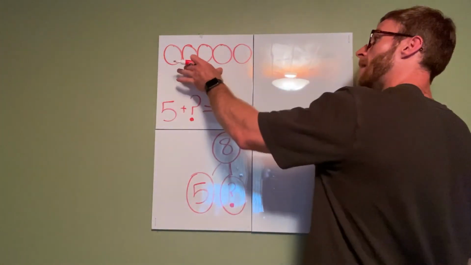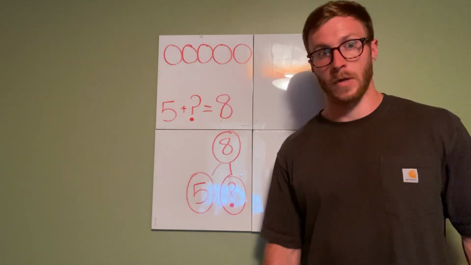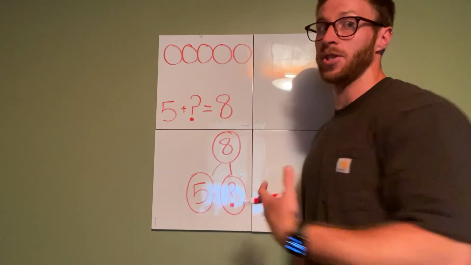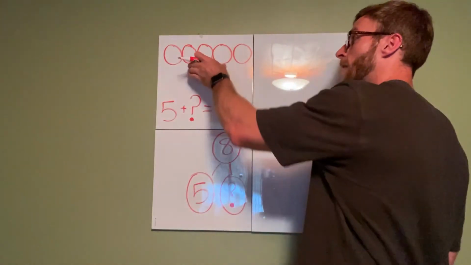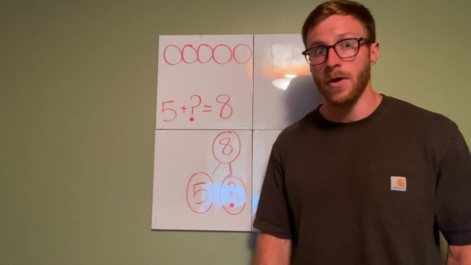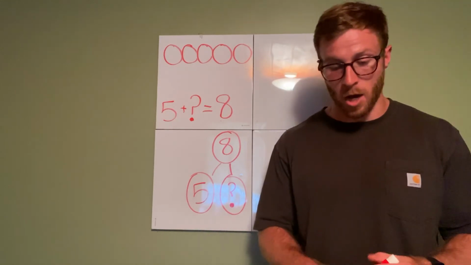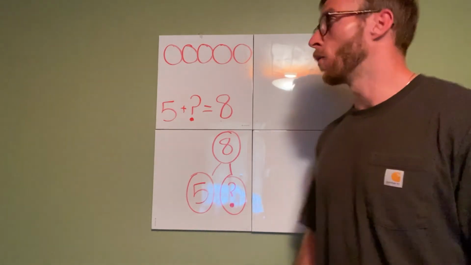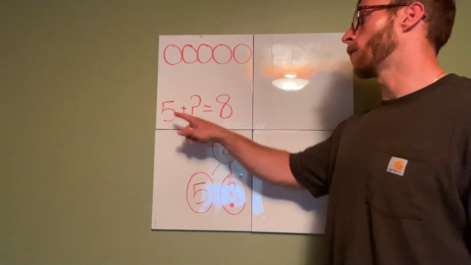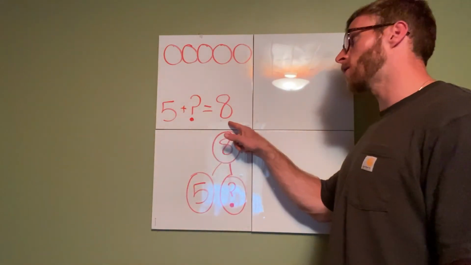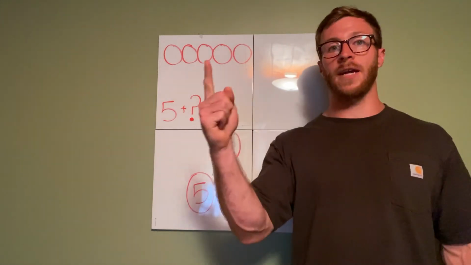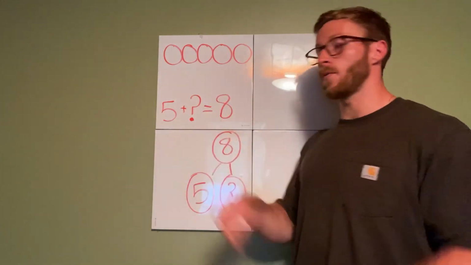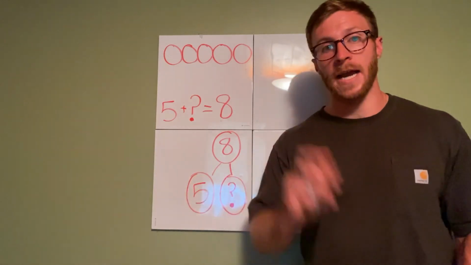So now I need to come back and finish my picture. Okay? I know that all together I will have 8 shapes up here. I only have 5. I need to figure out how many more shapes I'm going to draw so that I have 8. So we're going to count on. We're going to start with 5. We're going to count on all the way up until we get to 8. And we're going to put a finger up each time we say a new number. Once we get to 8, we're going to stop. And we're going to count our fingers.